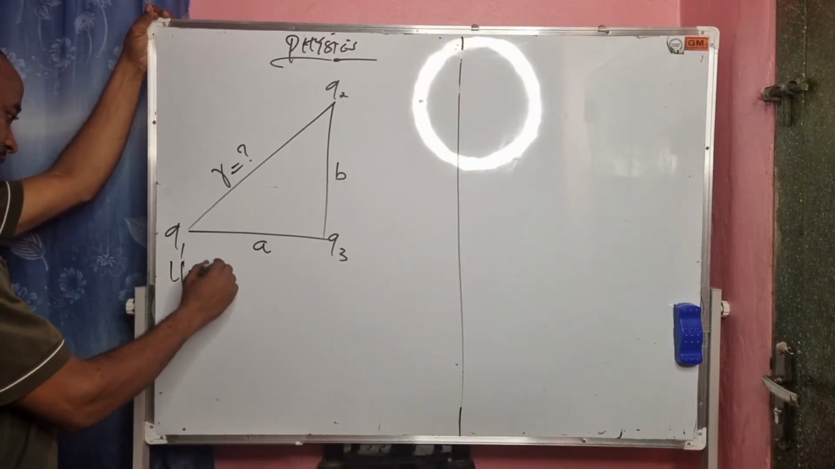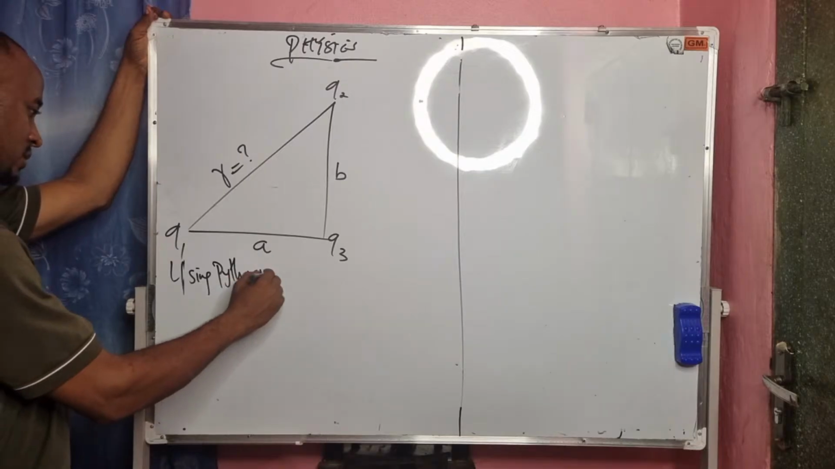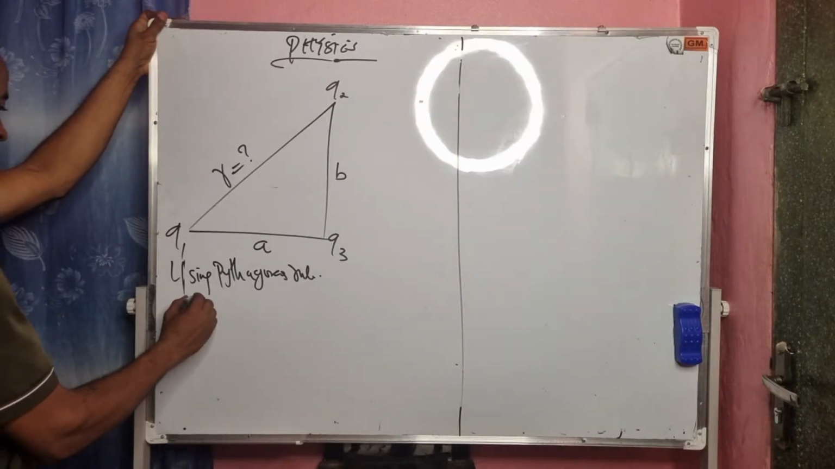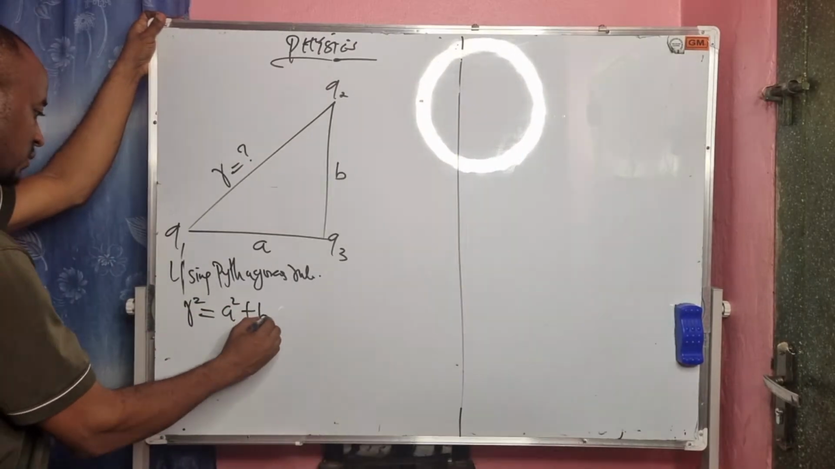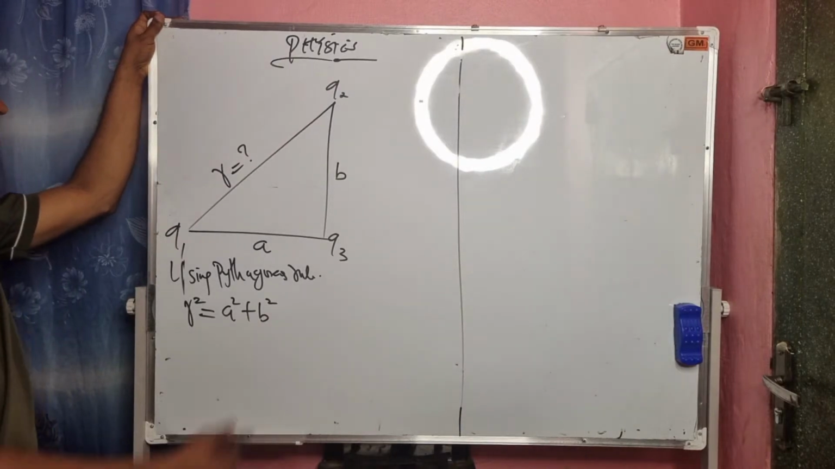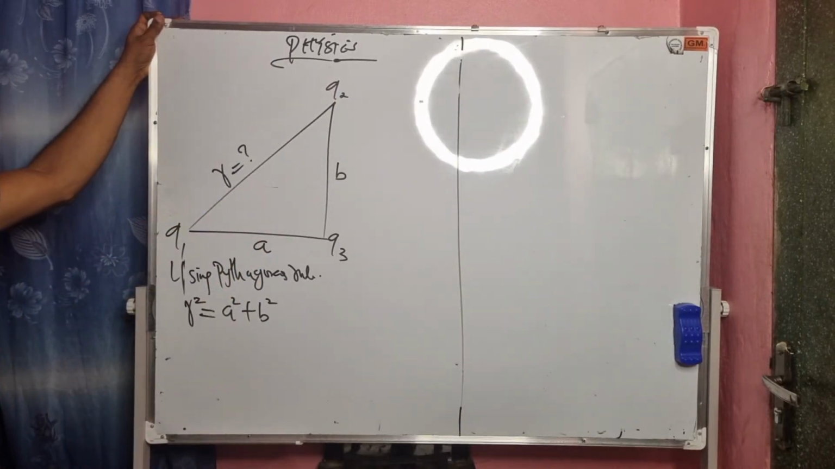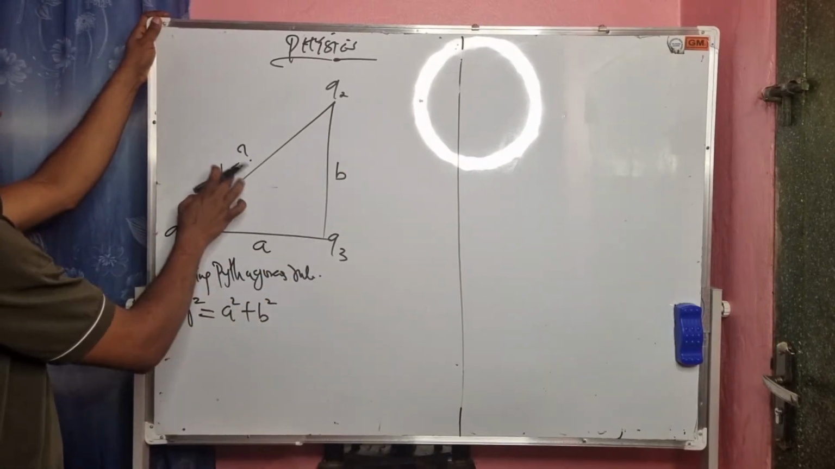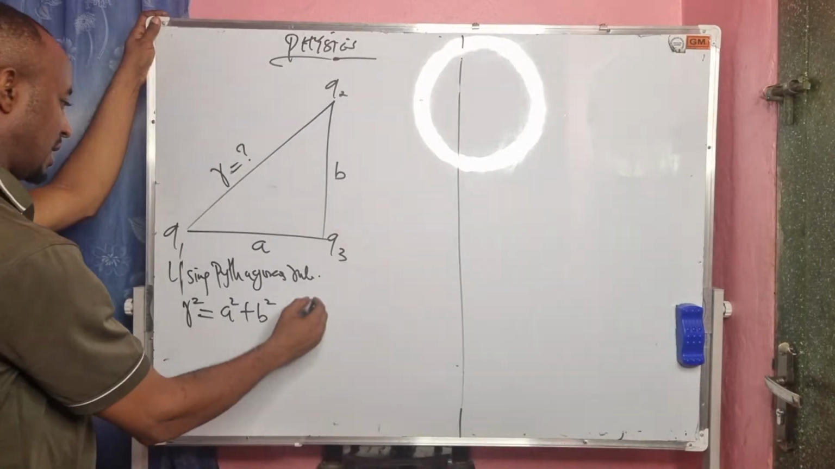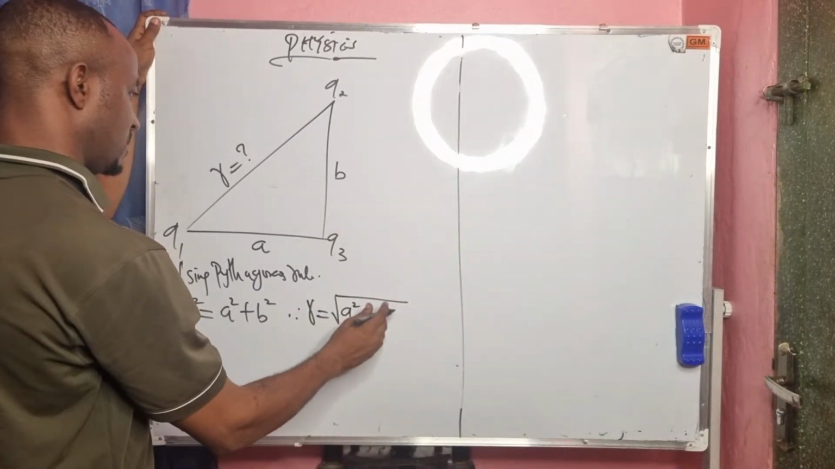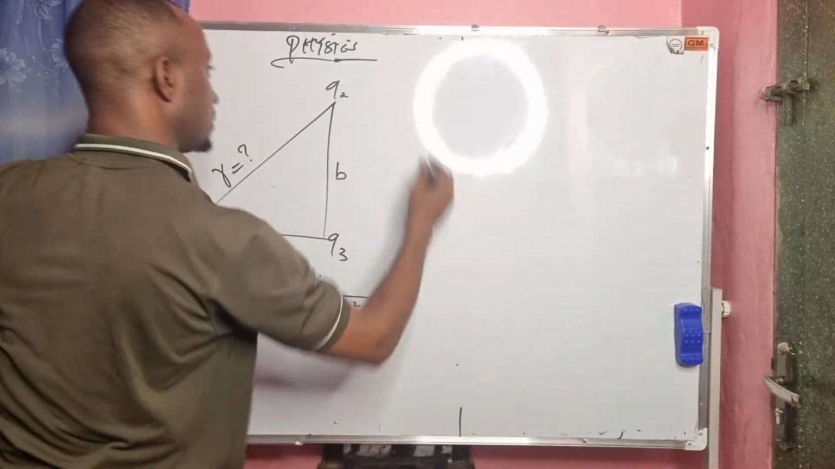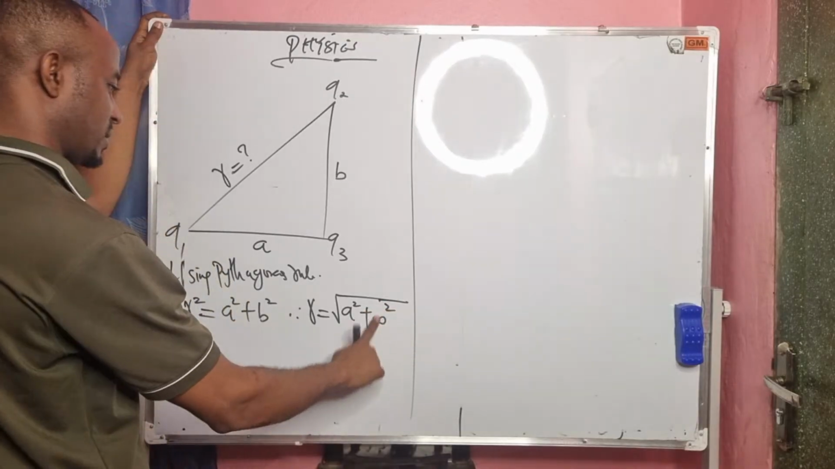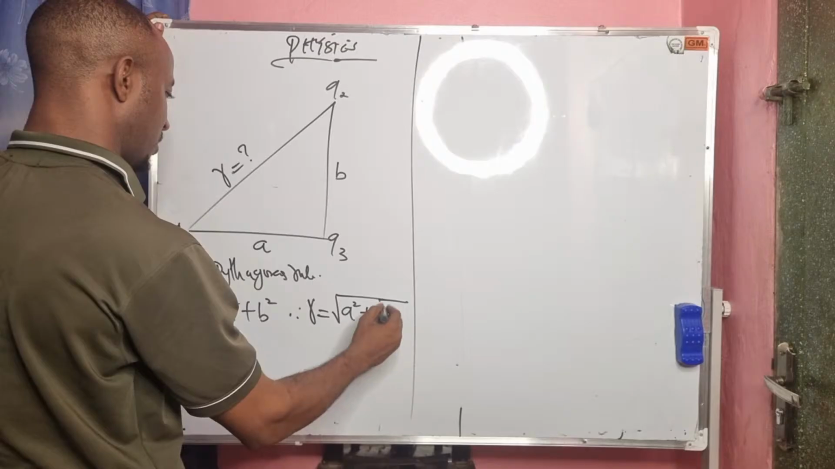Pythagoras rule, the Pythagoras theorem. That will give us what? Let's go. R squared equals A squared plus B squared, right? The square of the hypotenuse equals the sum of the square of the adjacent plus that of the opposite, which is A squared plus B squared. So that means here R equals the square root of A squared plus B squared. Exactly.